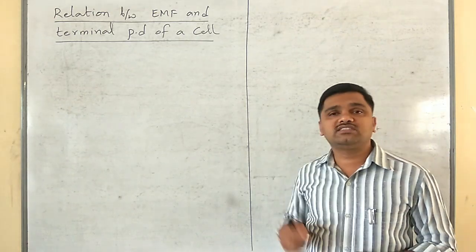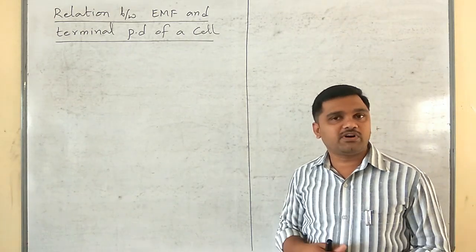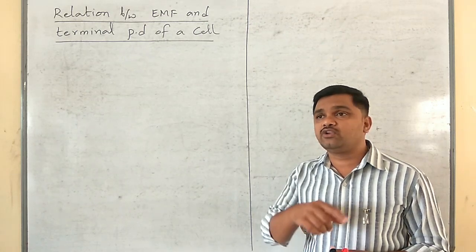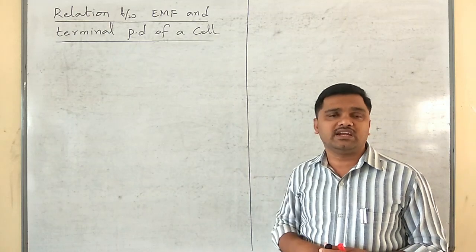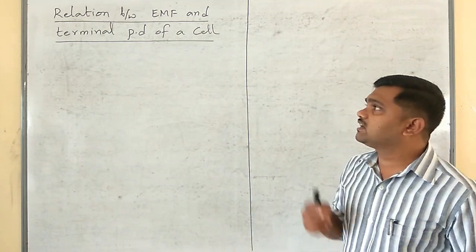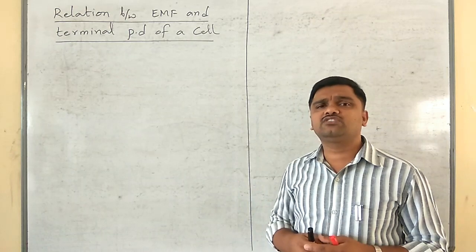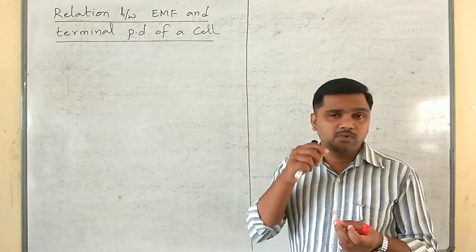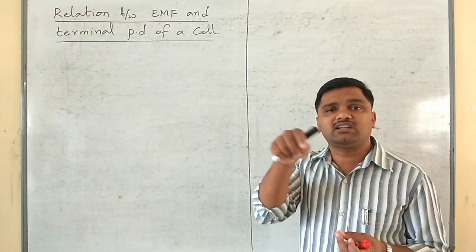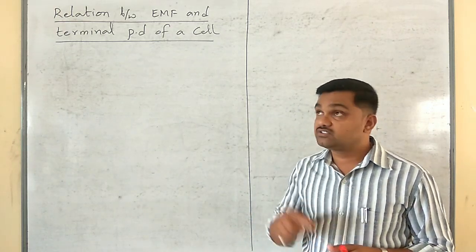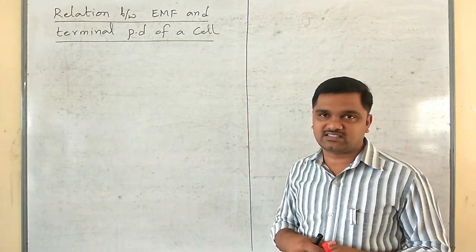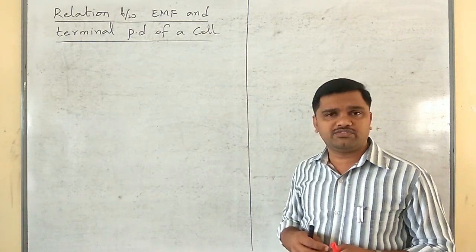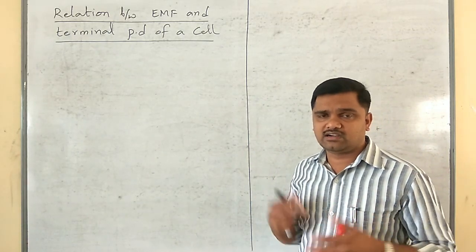Similarly, what is the EMF of a cell? EMF of a cell can be defined as the amount of work done in bringing a unit positive charge throughout the circuit once. Similarly, terminal PD is the amount of work done in bringing a unit positive charge from one terminal of the cell to the other terminal of the cell, that is, through the external resistance. Otherwise, I have given two more definitions for EMF and terminal PD.